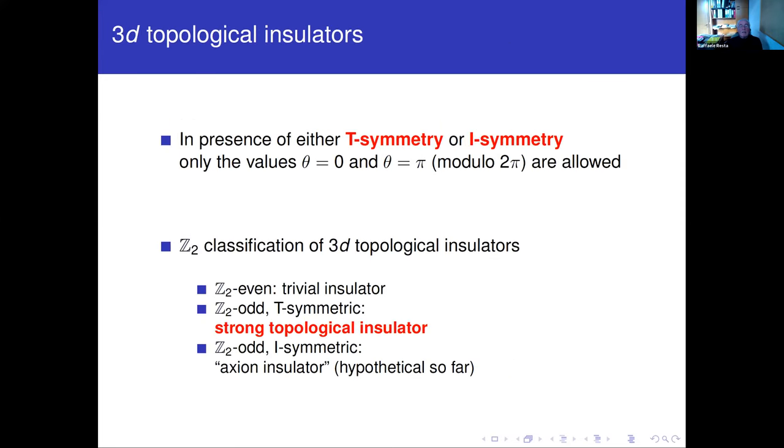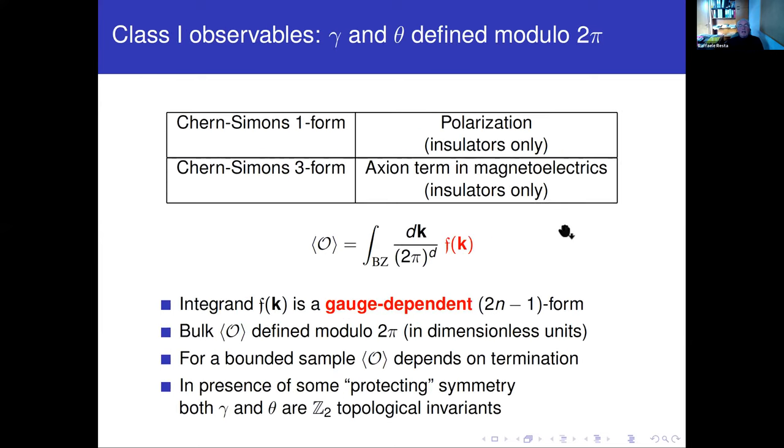It's not really interesting because it's only one part of the effect, and experimentally it would be very difficult to isolate that part of the effect. So I will not tell what the physical effect is. But then you see the table of all the class one observables we know of.